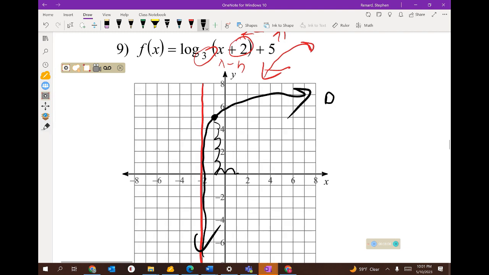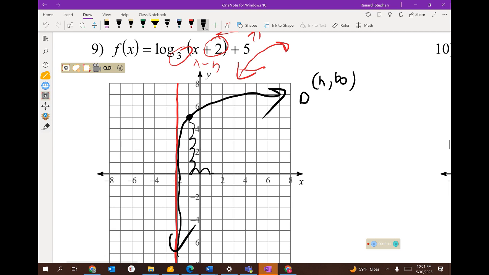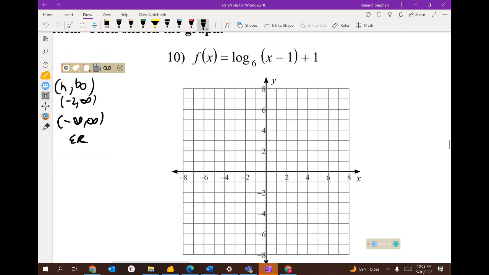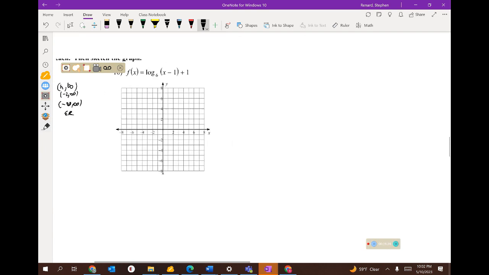Domain. Your domain, you guys, and this is really important, your domain in a logarithm is always going to infinity. So here we have -2 to infinity. And your range will always be, in a logarithmic function, -infinity to infinity, or all real numbers. If you need more time with it, just pause, rewind, whatever.